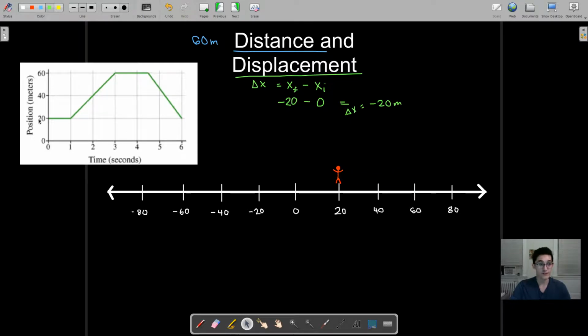So the first segment of this graph is him chilling at 20. The second segment of the graph is this guy zooming over here in 2 seconds. The next segment is chilling here for 1.5 seconds. And then the final segment of the graph is him zooming back over to 20 in 1.5 seconds. Okay? So that's how we read a position versus time graph.